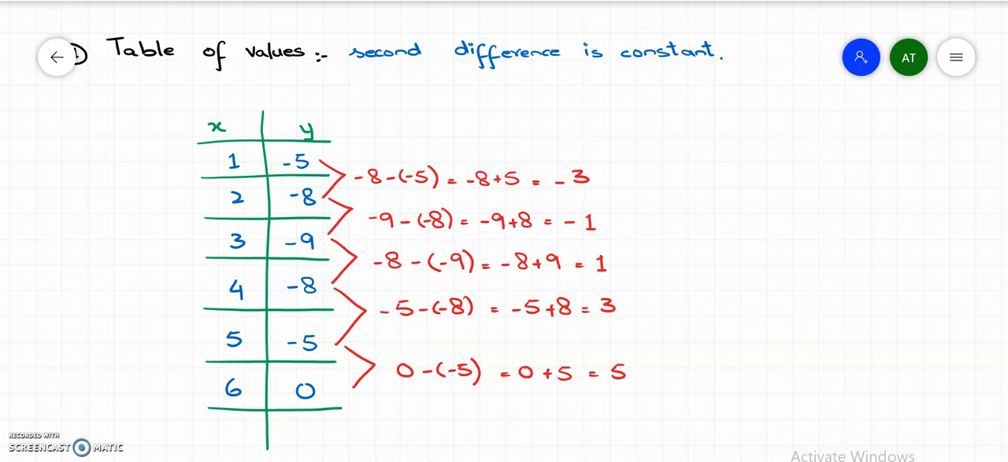So we are done with the first differences, and you can see that the first differences are not constant; they are all different. So let's find the second differences.